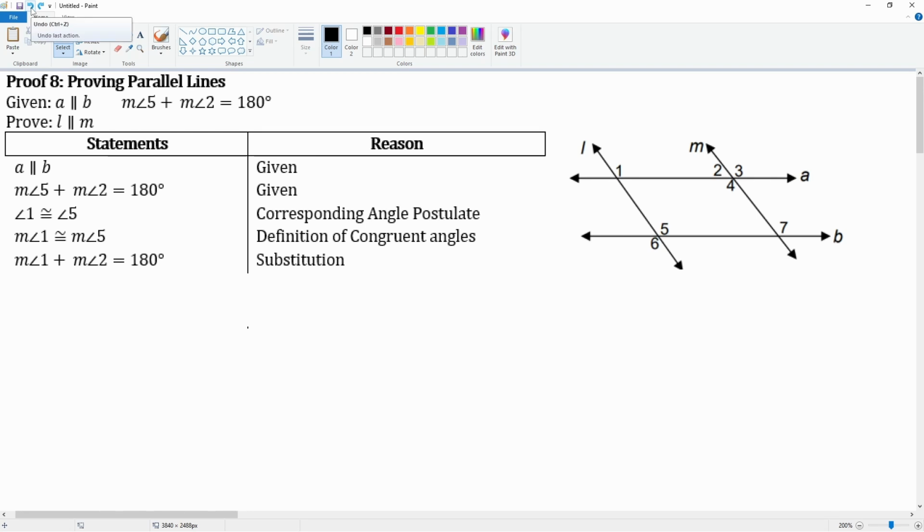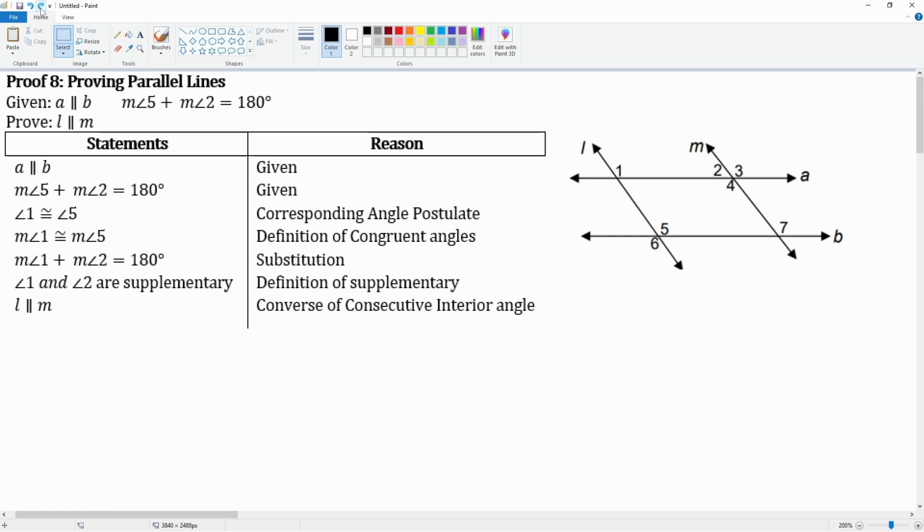Then from the substitution, I can see that angle 1 and angle 2 are supplementary. That is just using the definition of supplementary. And since they are supplementary and they're consecutive interior angles, by using the converse, right? If angle 1 and angle 2 are consecutive interior angles and are supplementary, then the lines are parallel, okay? That is the full proof, okay?